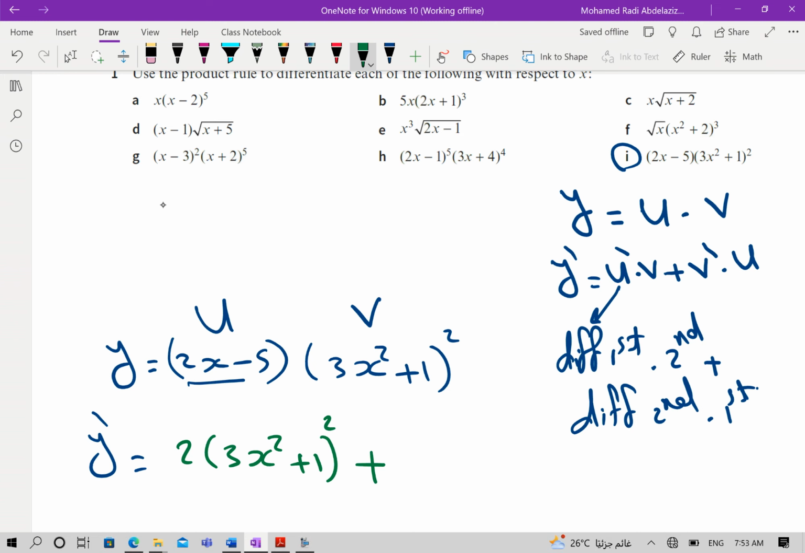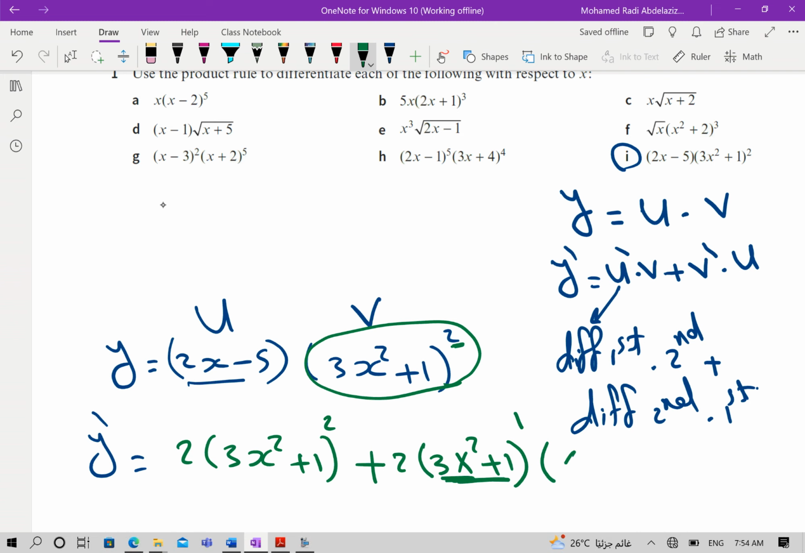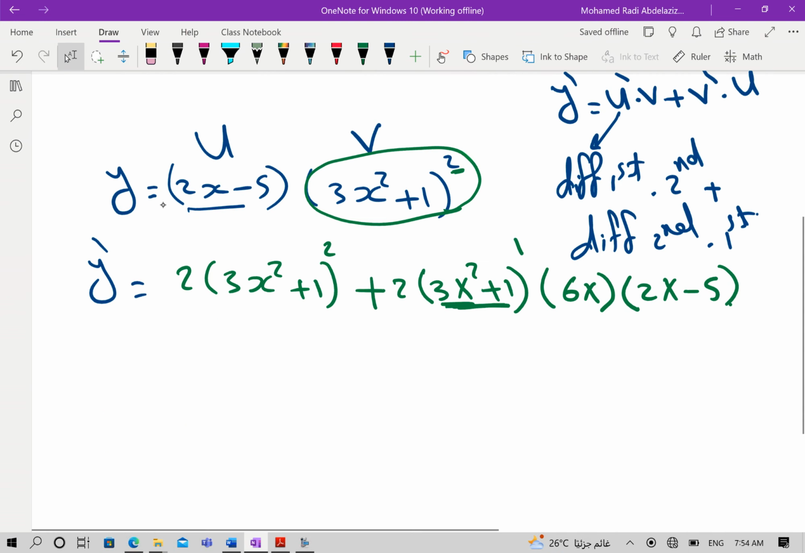Plus differentiation of second. How to get the derivative of the function power n? Drop the power, then minus 1, then derivative of 3x squared plus 1, which will be 6x, then multiply by the first, which is 2x minus 5. To simplify your answer, factorize by using the common factor.